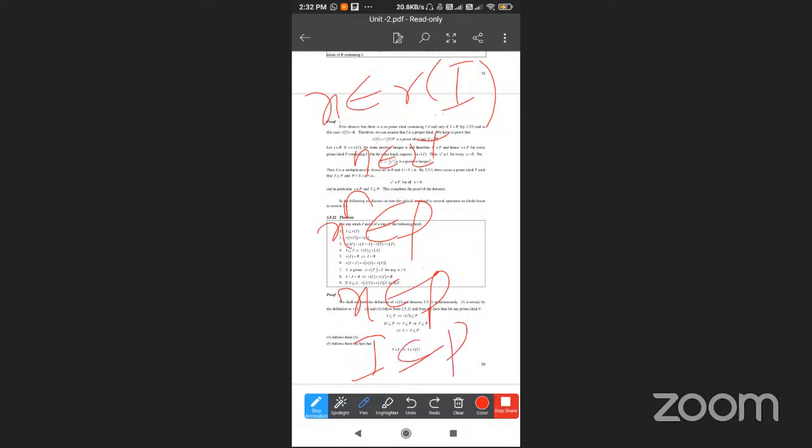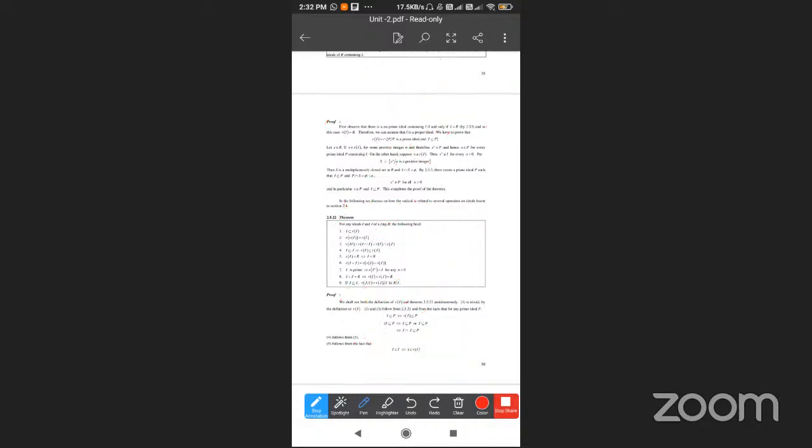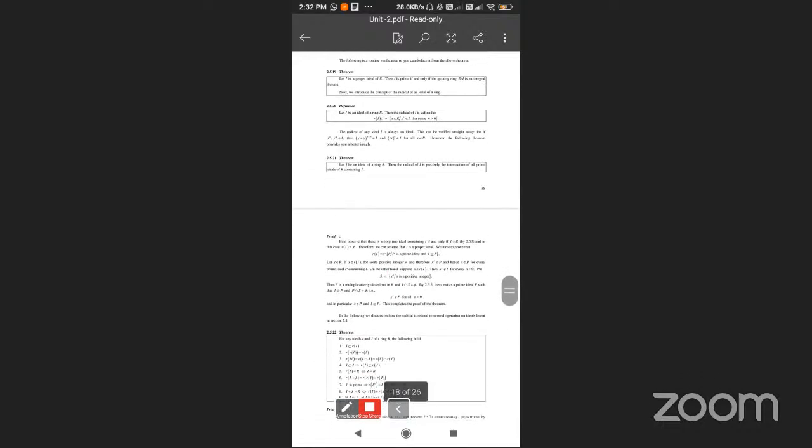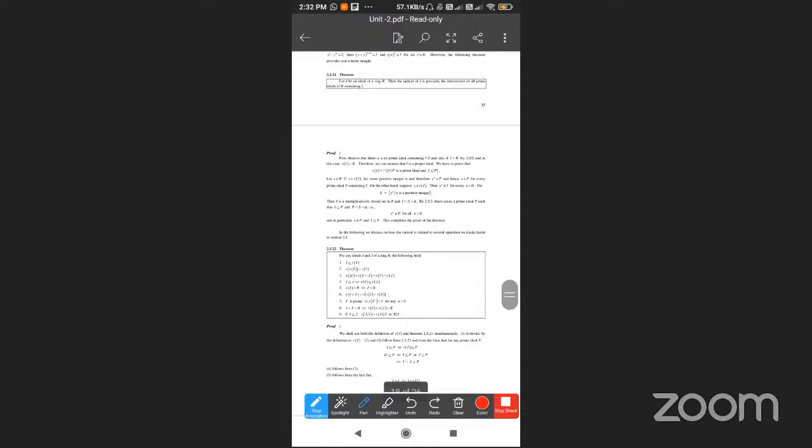On the other hand, suppose x belongs to R but x does not belong to the radical of I. What happens in this situation? It is compulsory that x to the power n does not belong to I for every n greater than 0.